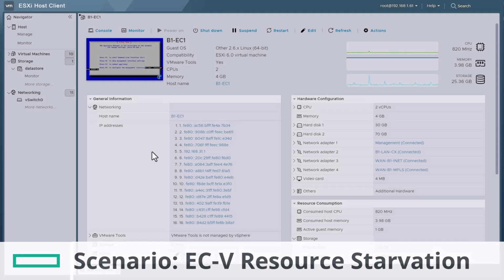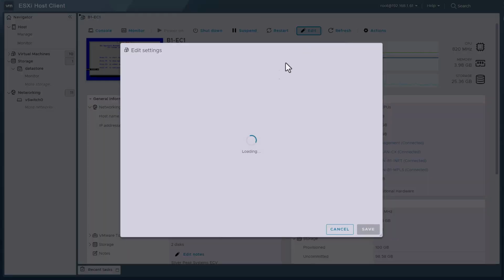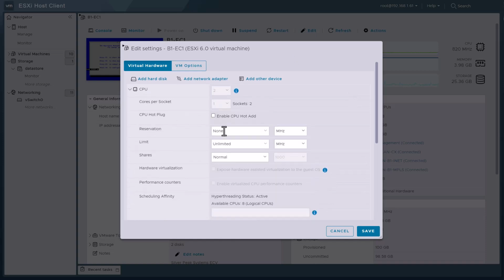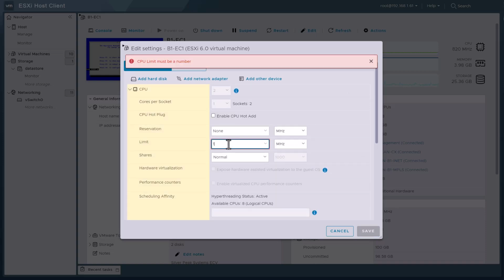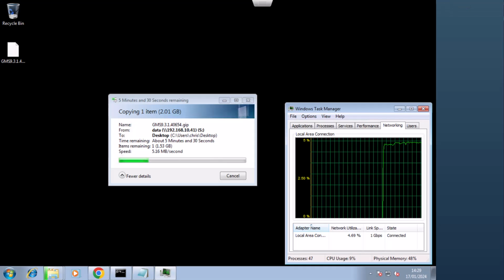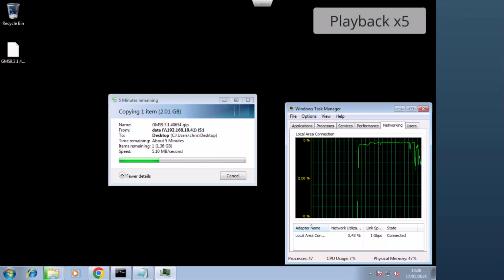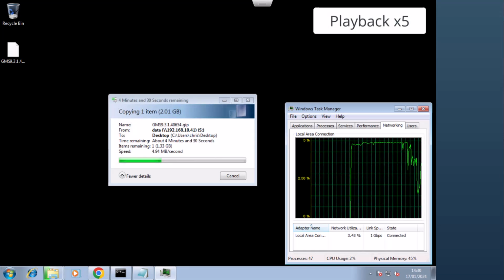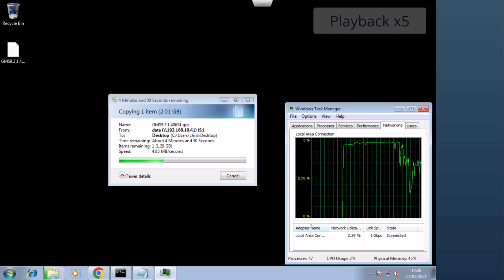In this lab environment test, we simulated contention by setting the VM CPU limit to 1 GHz. This is the same sort of thing that would happen if the hypervisor CPUs are maxed out and the EC doesn't have its resources reserved. Watch how the file transfer speed drops as the EC is starved of the CPU it needs.